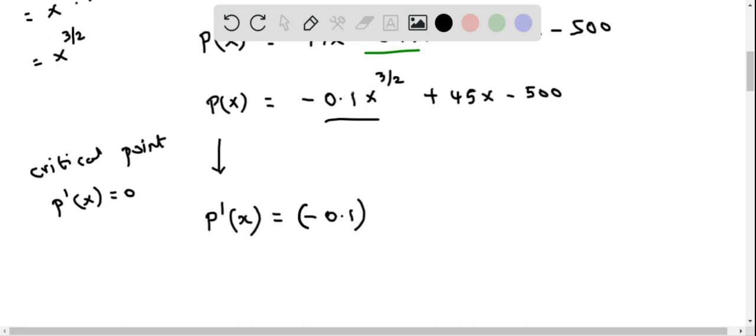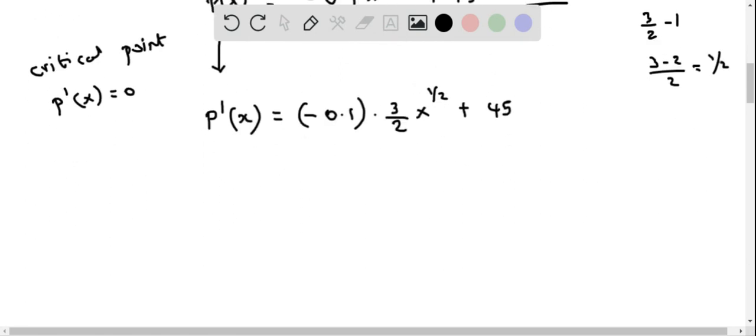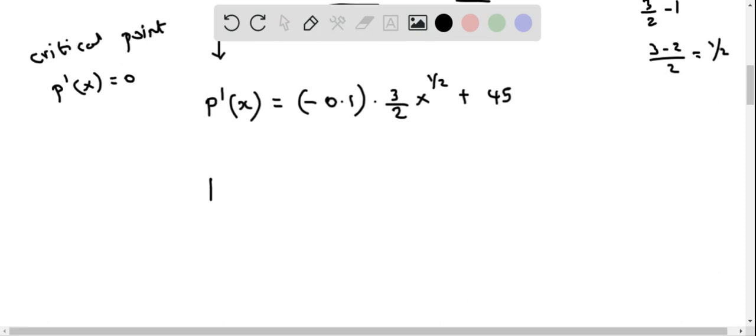And the derivative of x to the power 3 by 2 using the power rule is, we put the power in front and then raise x to the power of 3 by 2 minus 1. And so this equals 3 minus 2 by 2, which is half. So this is x to the power half, plus the derivative of 45x, which is 45 times the derivative of x, which is 1. So 45 times 1 is 45. And then the derivative of negative 500 is 0, so we just ignore that. Let's put this in simple form. So here we have P prime of x.